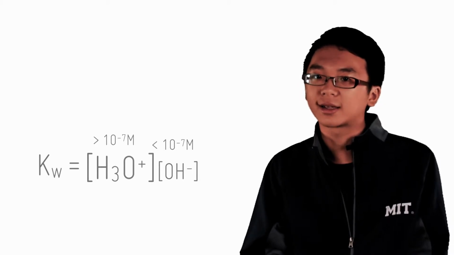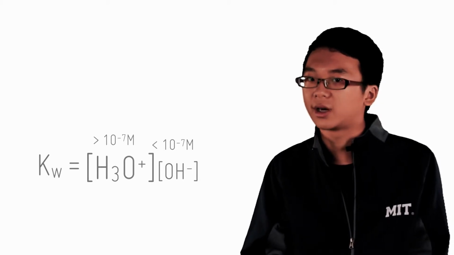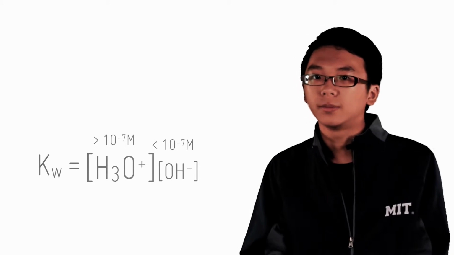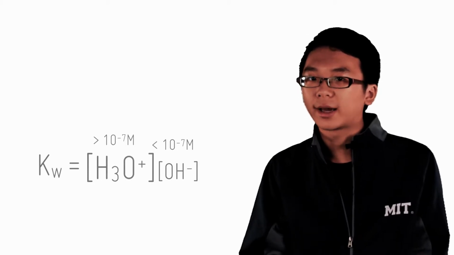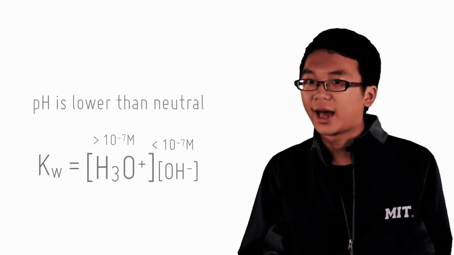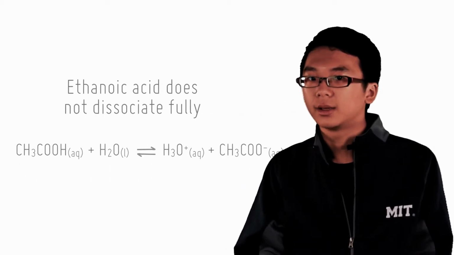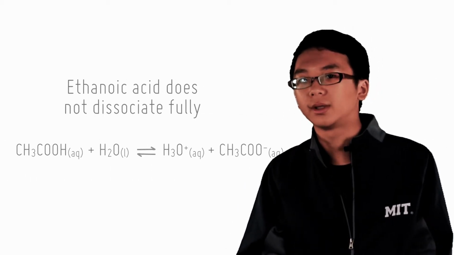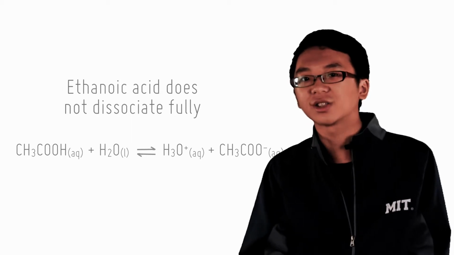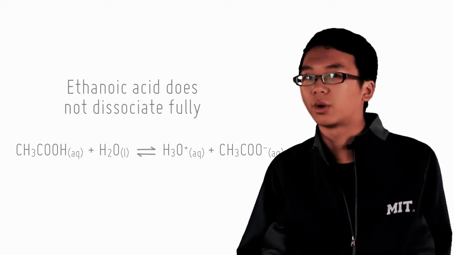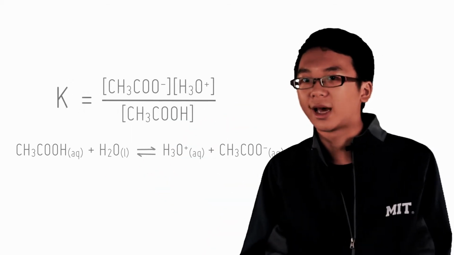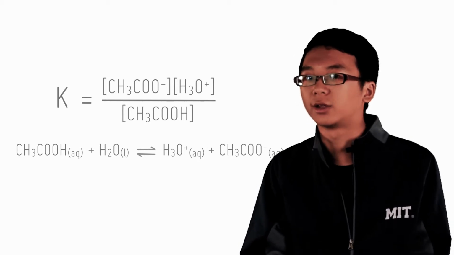So you get how exactly this dissociation of acids in water actually decreases pH. But let's go back to the dissociation reaction again. Ethanoic acid is a weak acid, meaning that it does not dissociate fully. This too is a reversible reaction. How much does the acid dissociate? So here is where we bring up the equilibrium expression, which is ethanoate multiplied by hydronium over ethanoic acid.